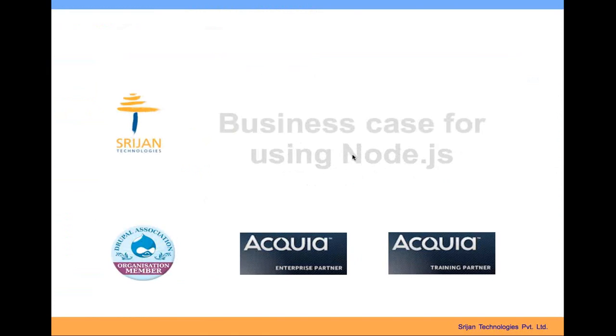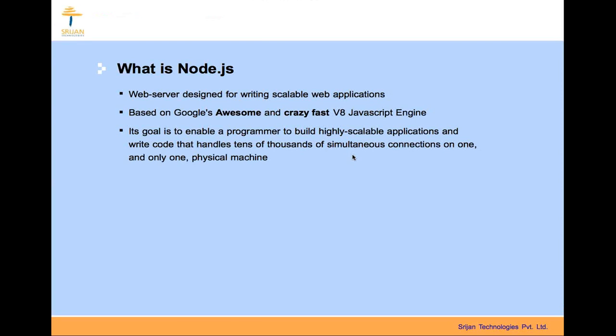Very firstly, everyone would like to know what Node.js is all about. Node.js is a web server that is designed for writing scalable web applications. People might ask what exactly this is. You might know how PHP works. PHP usually works on an Apache system. On the other hand, Node.js creates its own web server. You don't have to ask Apache for all the queries that you might want to do, which makes it really fast. Node.js being on Google's V8 JavaScript engine also makes it really fast. It is really for people who want to build highly scalable applications and write code that handles tens of thousands of multiple connections on one and only one physical machine.